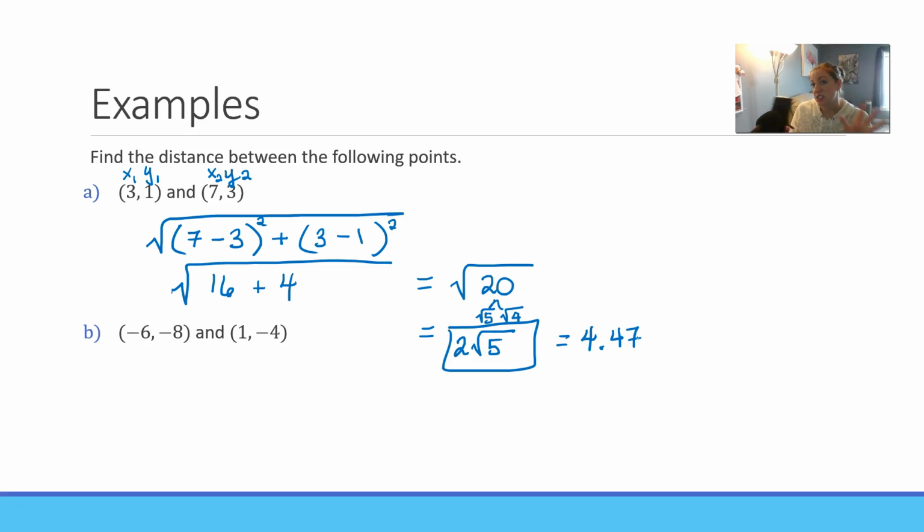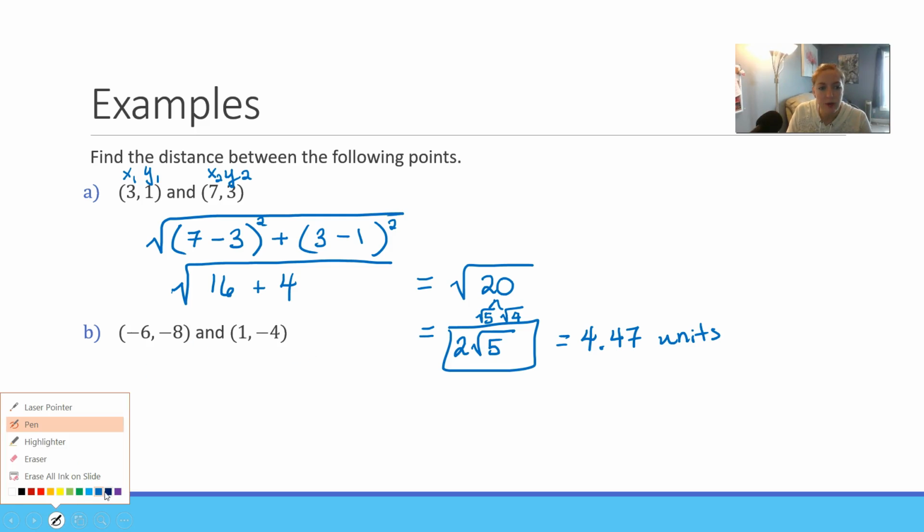And I rounded that to 2 decimal places. That's usually a safe amount when you're talking about distance. Now they don't tell you the units here, so we could just go ahead and write units. If it had been feet or something like that, we would use feet. But they don't tell us that, so we're not going to worry about it.